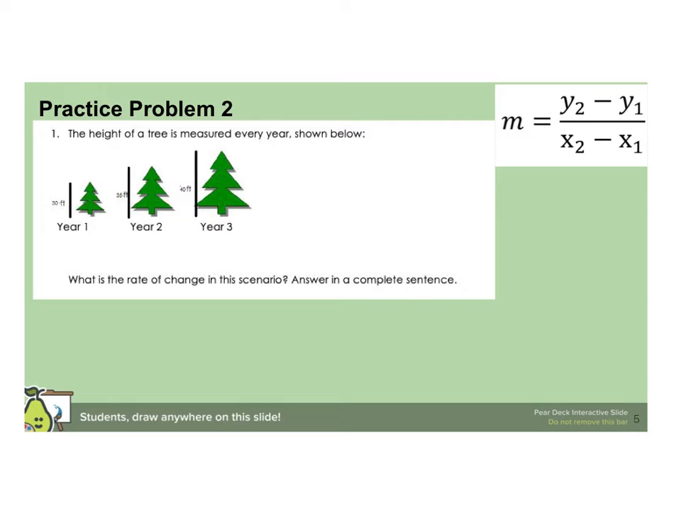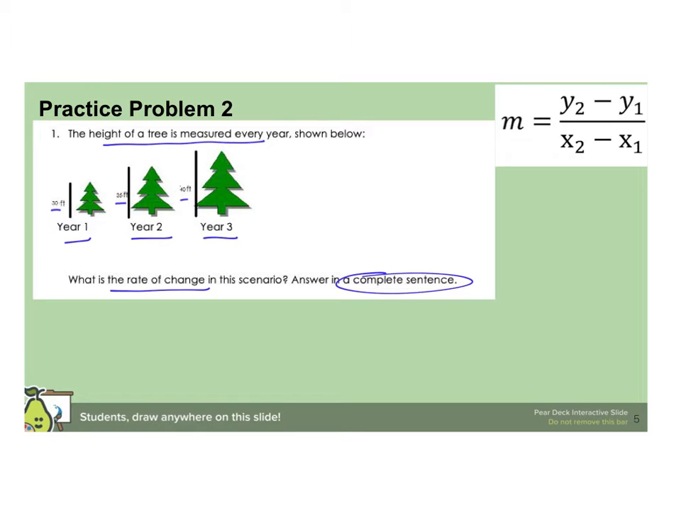All right, two more practice problems. So we have the height of a tree is measured every year. What's the rate of change? Answer in a complete sentence. All right, so we have a picture and it says year 1, 30 feet, year 2, 35 feet, and year 3, 40 feet. So again, they've given us 3 ordered pairs.